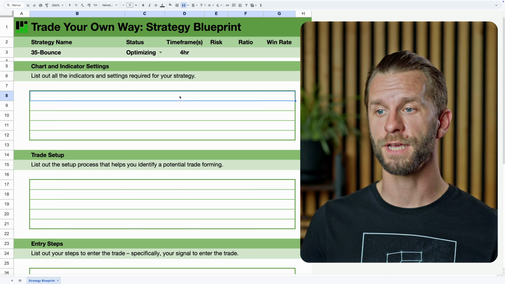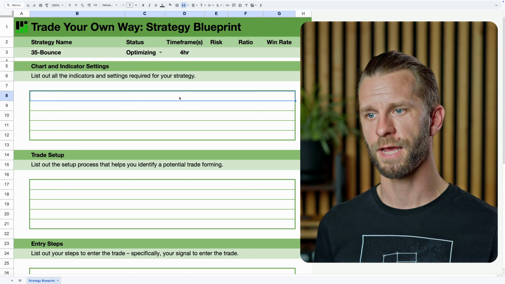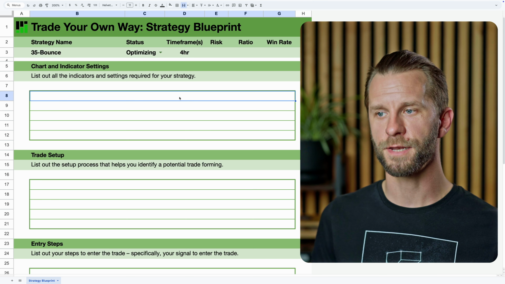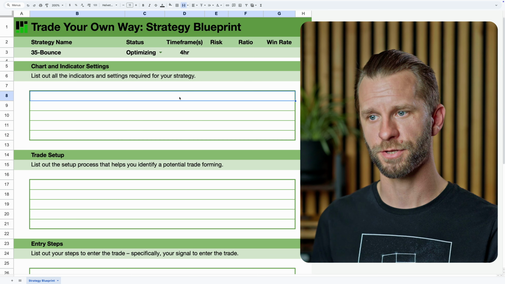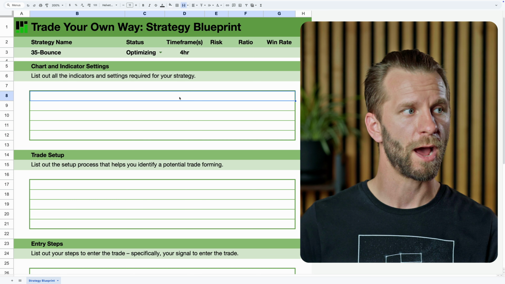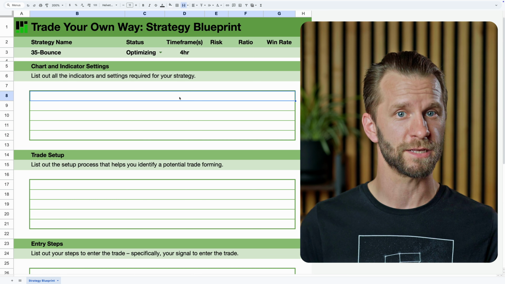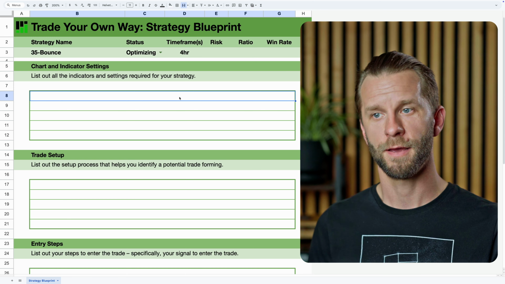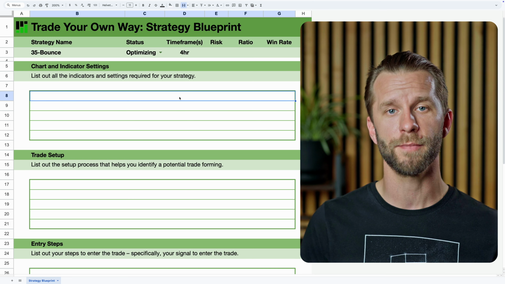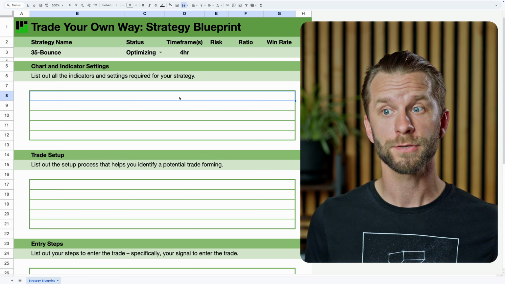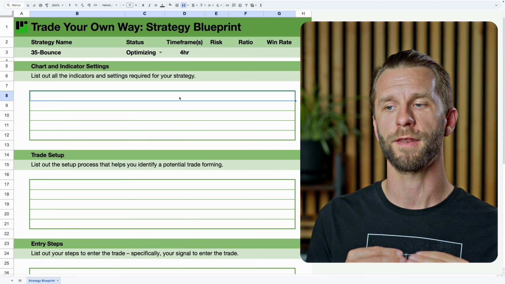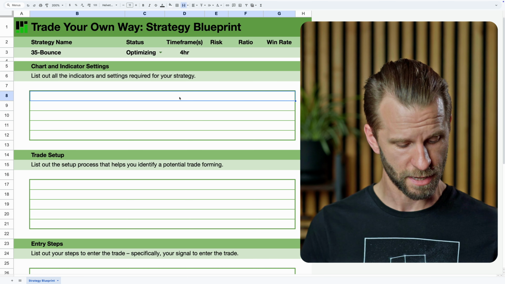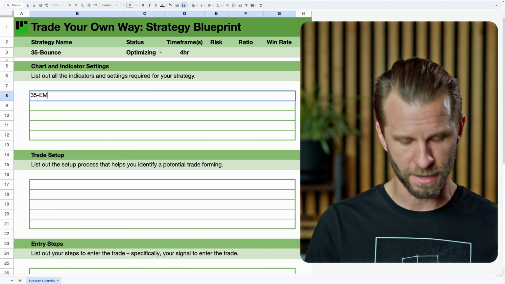Jumping down to the first section, we have chart and indicator settings. List out all of the indicators and settings required for your strategy. Now with this one, I know that the 35 bounce is based on the 35 EMA. I was initially testing the 20 EMA and the 50 EMA, and there was something magical about the area right in the middle. So I chose the EMA in the middle, 35 EMA.